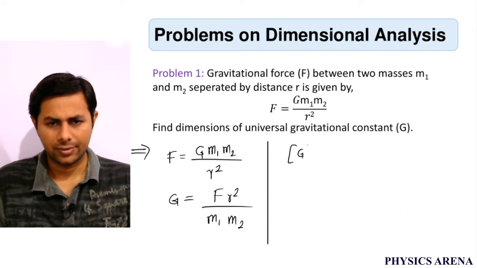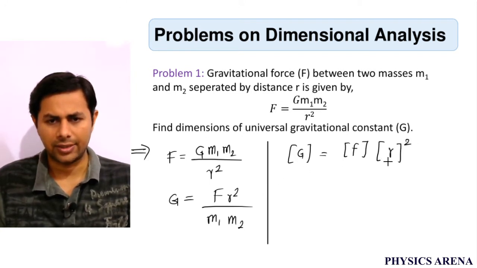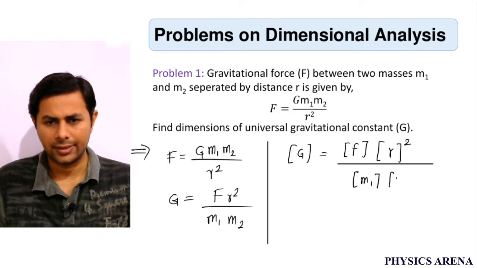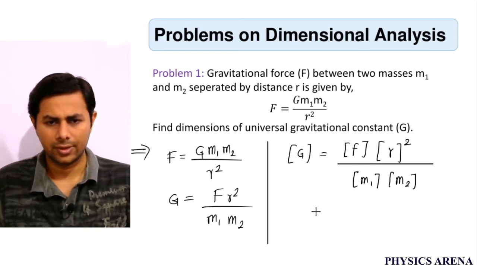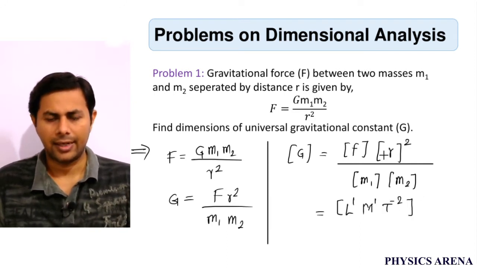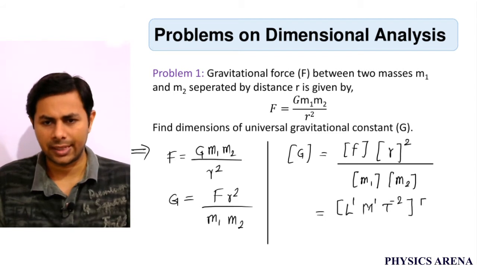Dimensions of G will be equal to dimensions of F times dimensions of r squared divided by dimensions of m1 and m2. So what are the dimensions of F? Dimensions of F are L^1 M^1 T^-2, and r is the distance, so the dimensions of r are L^1, and we have the square of that, so it becomes L^2.